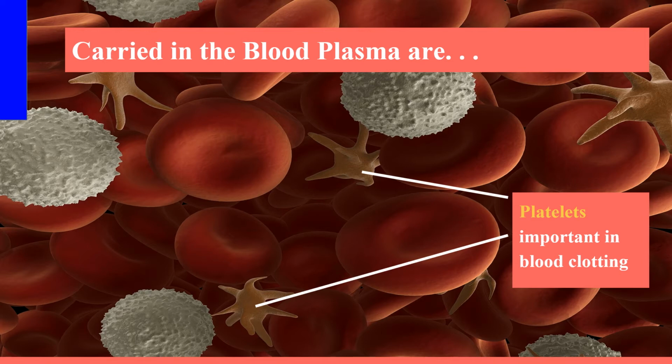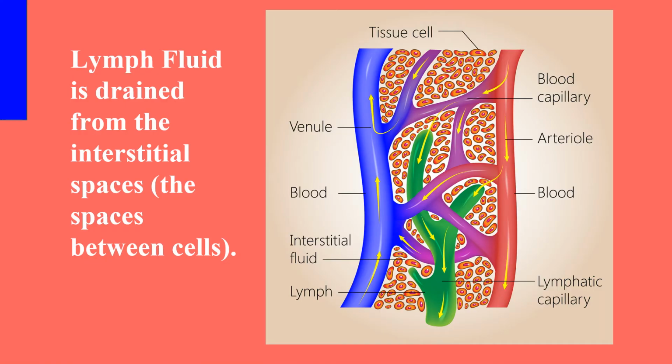And platelets, important in blood clotting. Lymph fluid is derived from blood, but does not include red blood cells. Lymph works to bring proteins and excess interstitial fluid back to the bloodstream. It originates as some fluid leaks out from blood vessel capillaries.